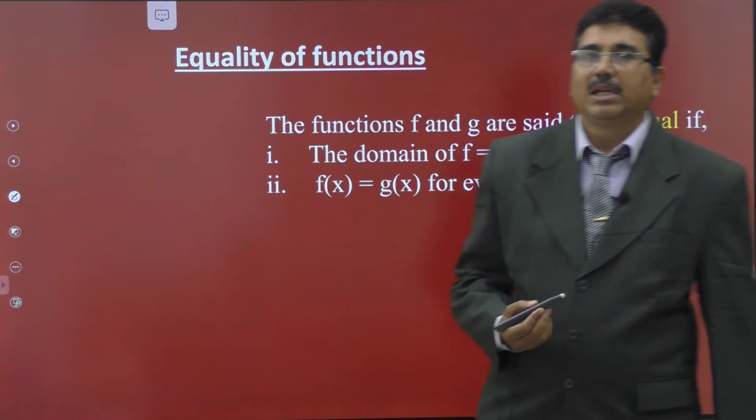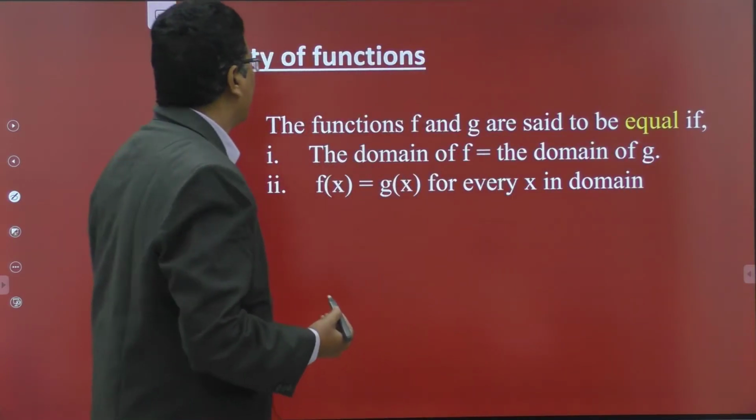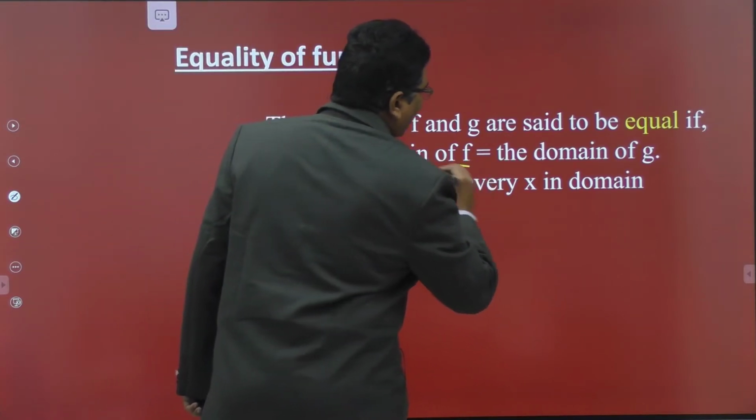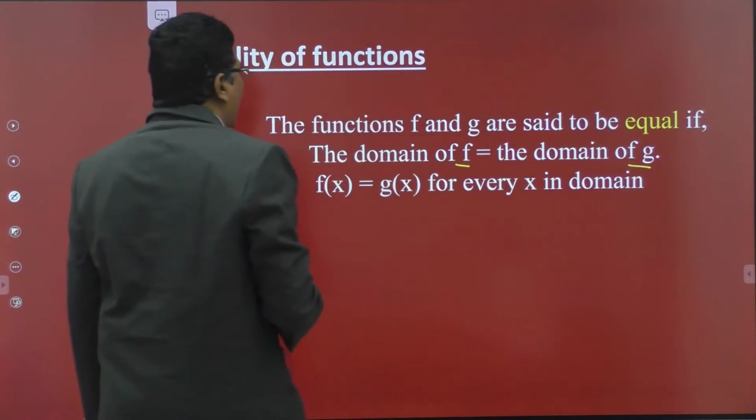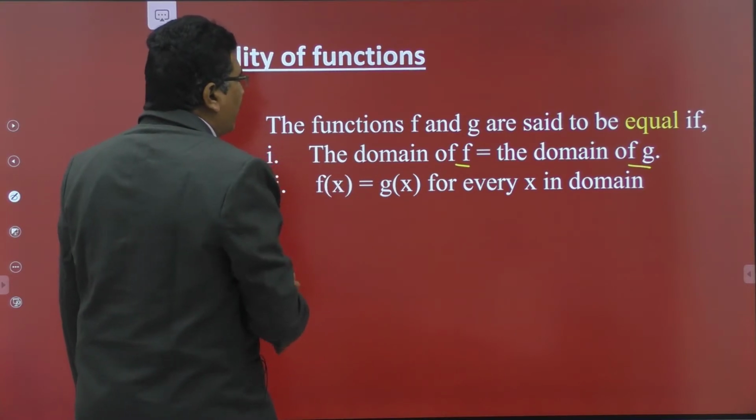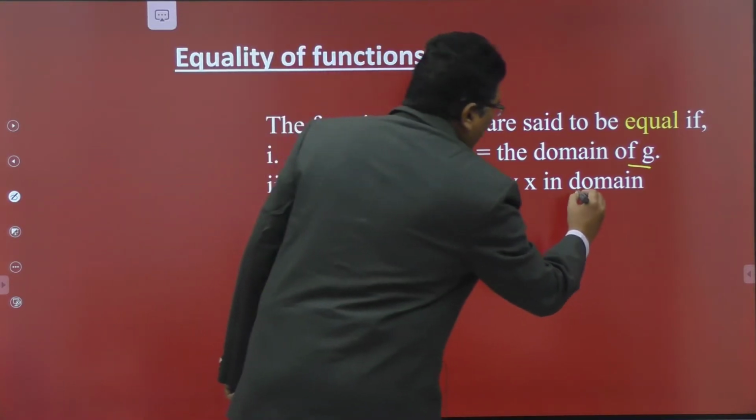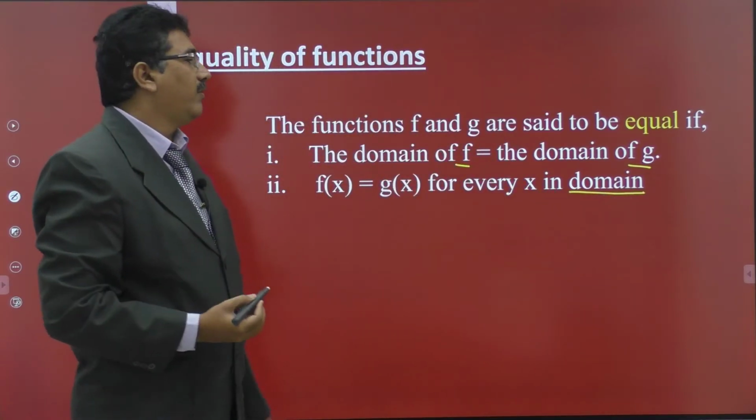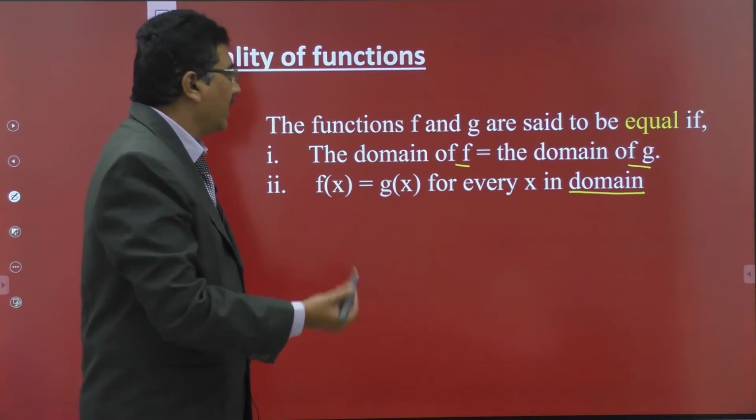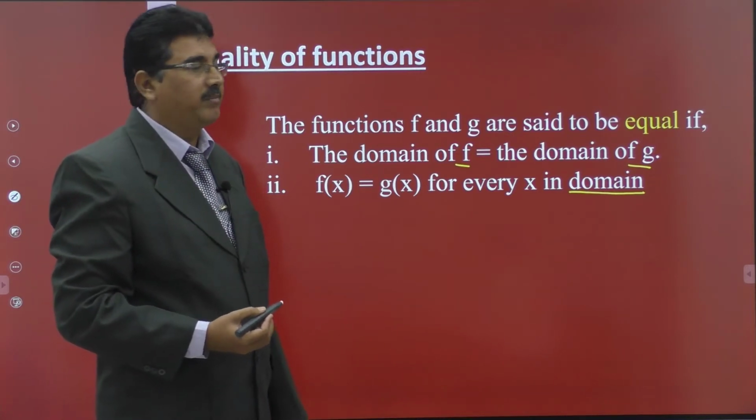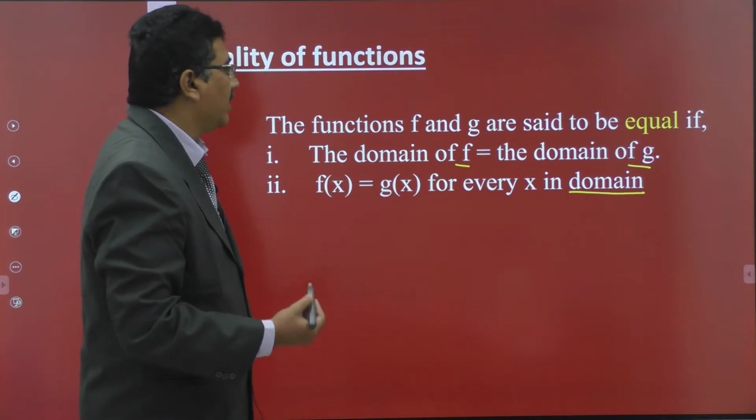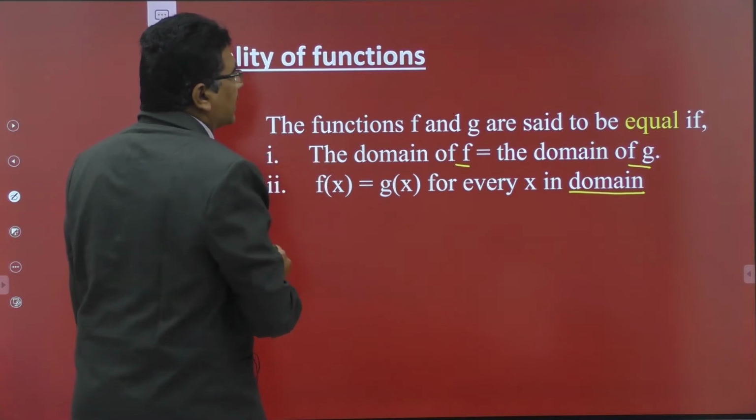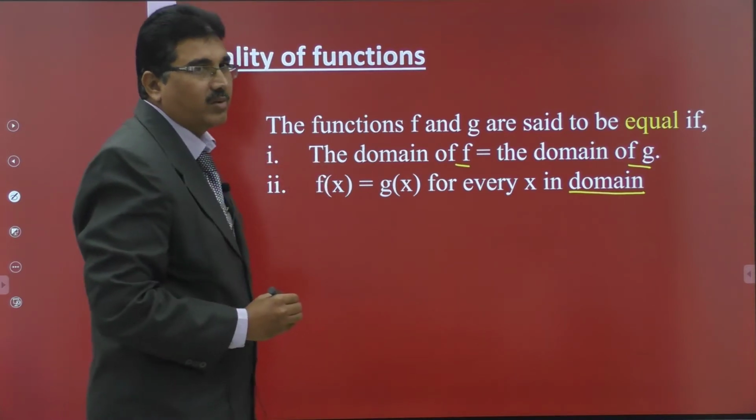Here, now, equality of two functions. The domain of f is equal to the domain of g, and the image of each element in the domain with respect to f and g are the same, that is, f of x equals g of x. Satisfying these two conditions, f is equal to g.